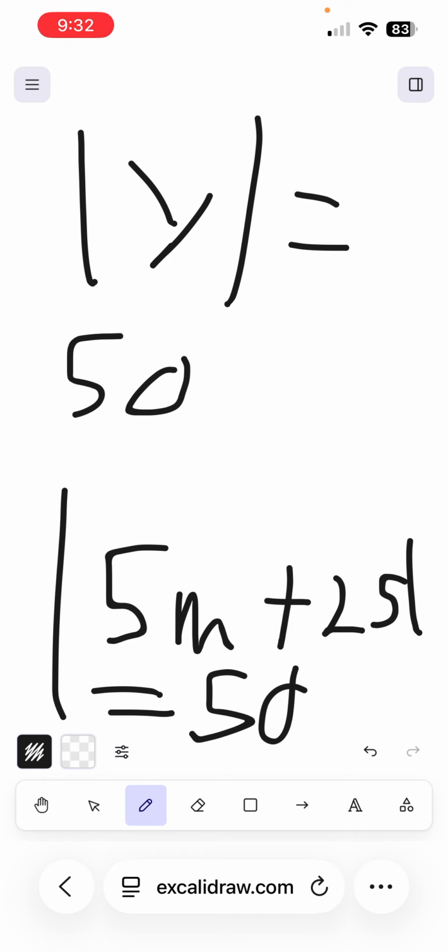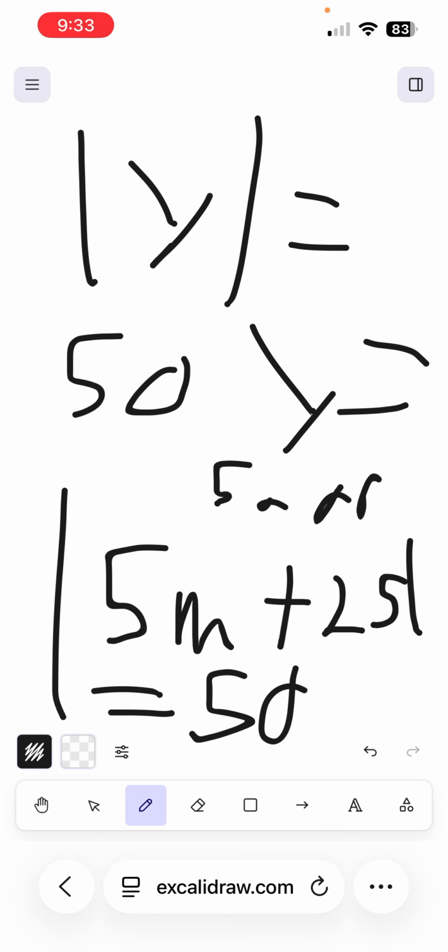So let's jump to number 1, where we have the absolute value of y equals 50. Like what I just covered here, y equals 50 or negative 50.